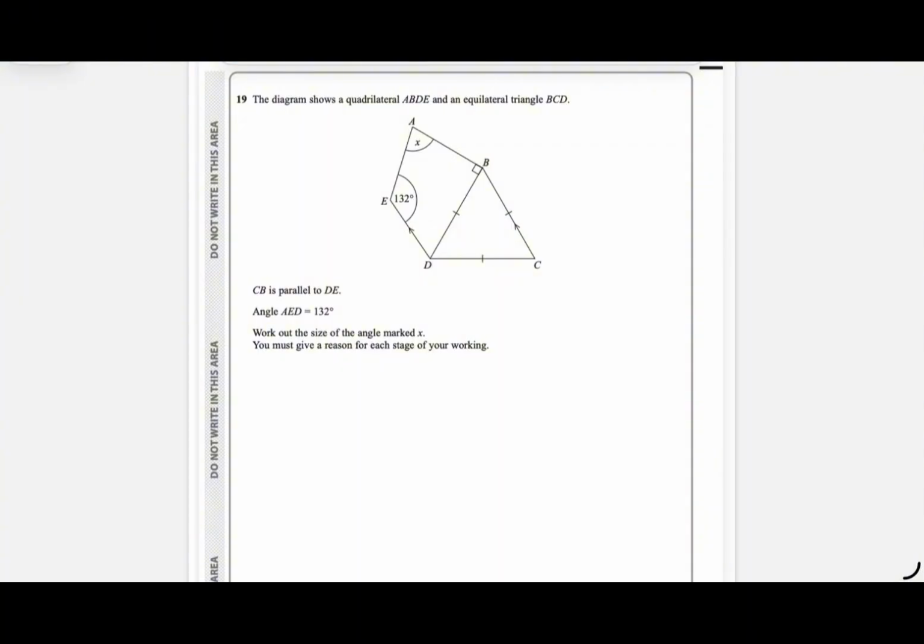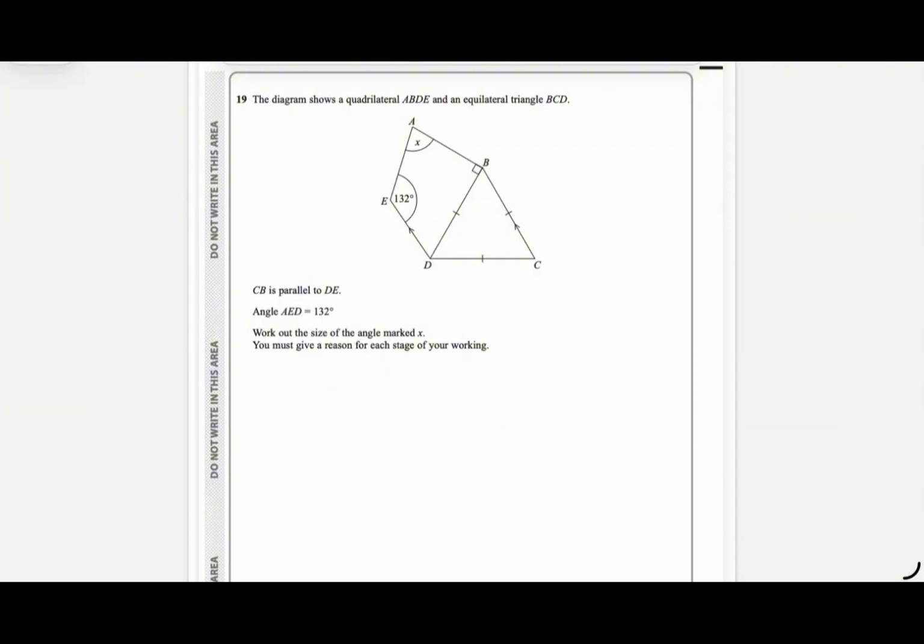So the question reads, the diagram shows a quadrilateral ABDE and an equilateral triangle BCD. CB is parallel to DE. Angle AED is 132 degrees. Work out the size of the angle marked X. You must give a reason for each stage of your working.